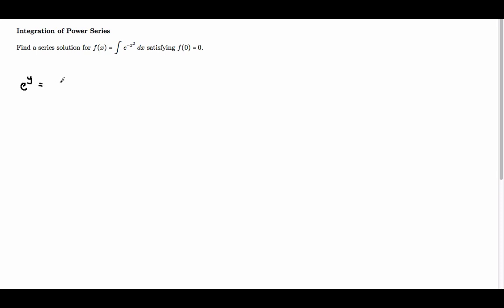Now the Maclaurin series for e to the y is 1 plus y plus y squared over 2 factorial plus y cubed over 3 factorial plus ..., and we can write that as the sum from n equals 0 up to infinity of y to the n over n factorial. So looking at this question here, we want to also know the Maclaurin series for e to the minus x squared.